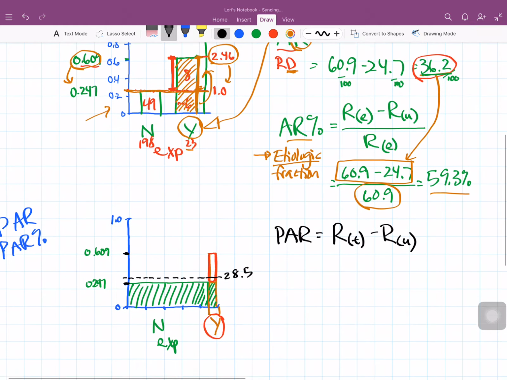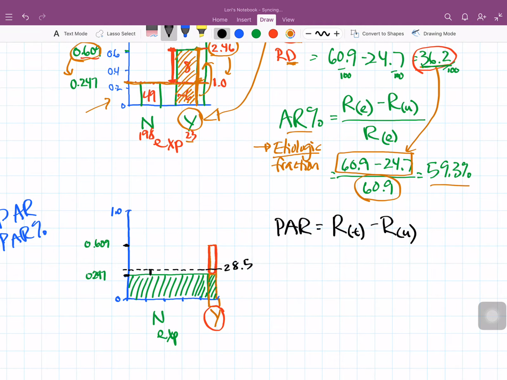So what I'm essentially doing is finding the difference between what I totally have in my population and what I would have if nobody was exposed. In this case, we have 28.5 minus 24.7, which, if you calculate that out, is 3.8. Now remember, all of these are per 100. You may have some other unit of measure if you're doing some other kind of thing, but our population attributable risk in this specific case is 3.8.